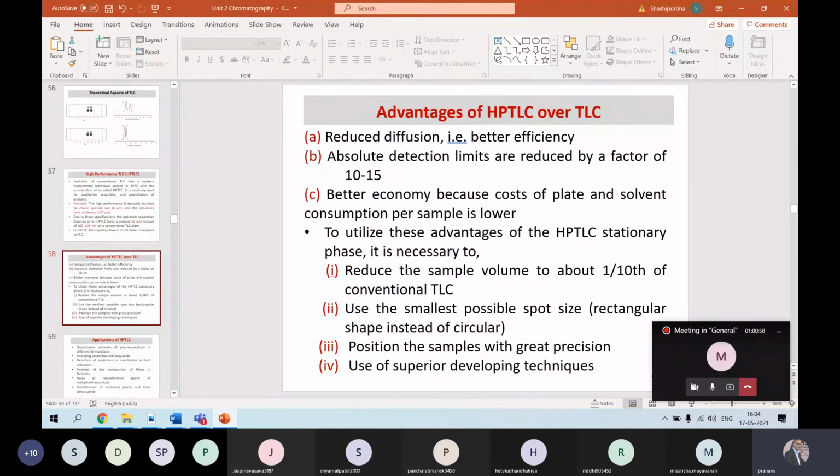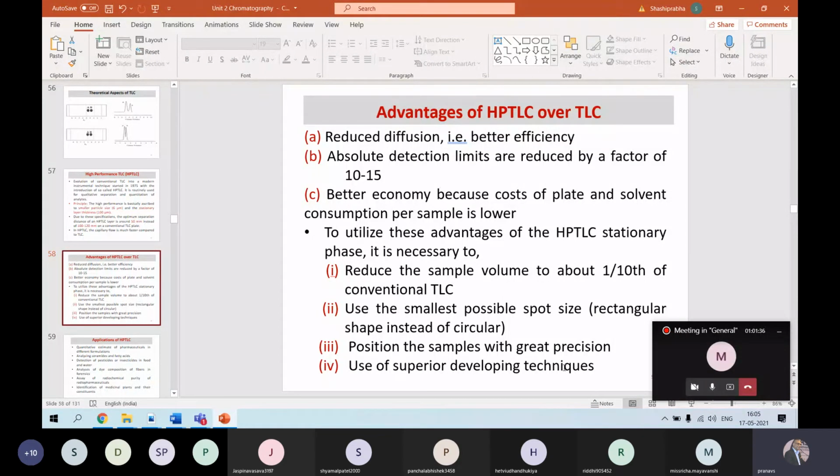See, reduced diffusion, better efficiency, and of course you can do more number of separations in a given time with the same solvent, maybe even lower solvent consumption. So the basic advantage is to reduce the sample volume to about 1/10 of conventional TLC. Use the smallest possible spot size, rectangular shape instead of circular. Position the samples with great precision, and you use a superior developing technique.